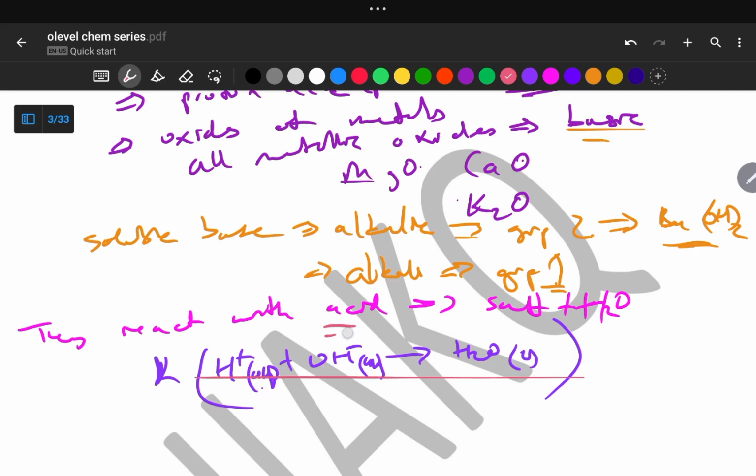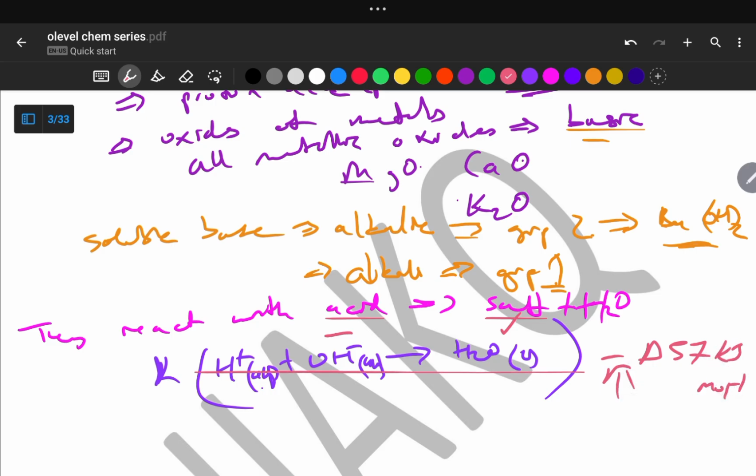If you are given an acid reacting with a base, we have this ionic equation. For the energetics, it has an enthalpy change of 57 kilojoules per mole. It is exothermic, meaning it releases heat to the surroundings. So you must know this equation by heart. Are we together? I'm going to show you how to write ionic equations.